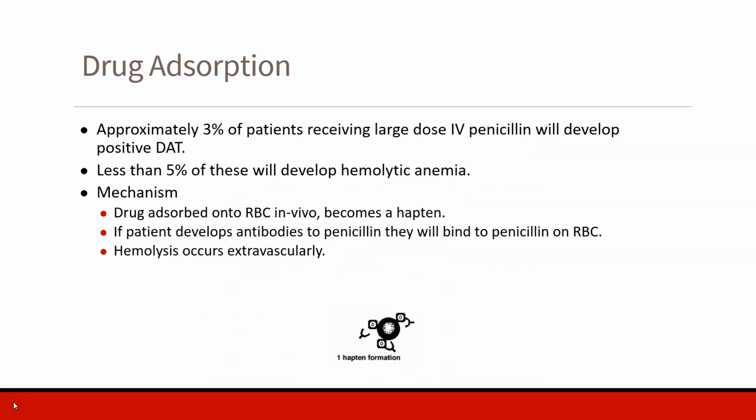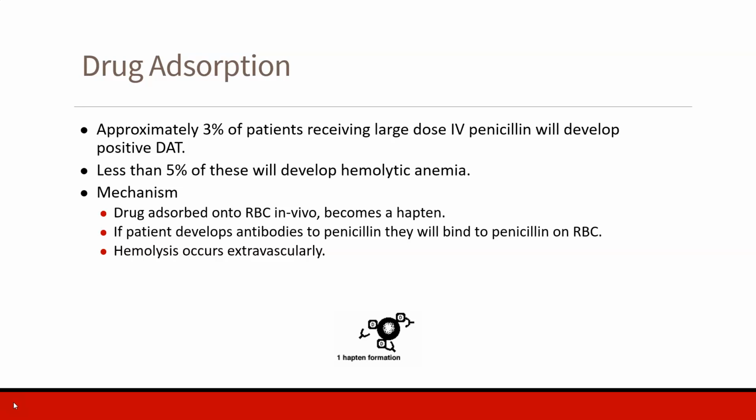The first mechanism we're going to talk about so far as drug-induced hemolysis is drug adsorption. Approximately 3% of patients receiving large dose IV penicillin will develop a positive DAT. Less than 5% of the 3% will develop hemolytic anemia. The mechanism: the drug is adsorbed onto the red cell in vivo, so it becomes a hapten. Penicillin becomes a hapten. If the patient develops antibodies to penicillin, they will bind to penicillin on the red cell, and the hemolysis occurs extravascularly.